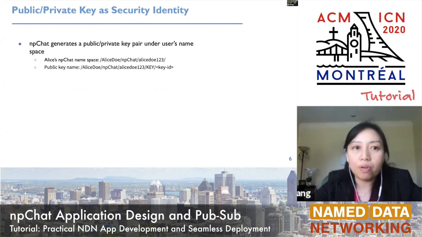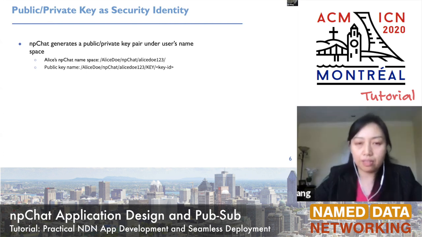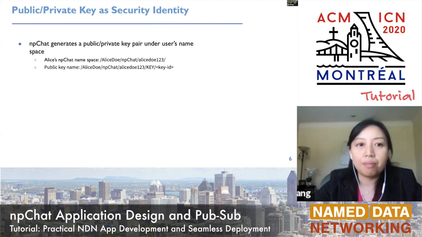Another important element of a user's identity is their public and private key. That's their security identity. NPChat automatically generates a public-private key pair under the user's namespace whenever the user starts using the application. So this is only generated once, but it can be replaced if there is a problem.